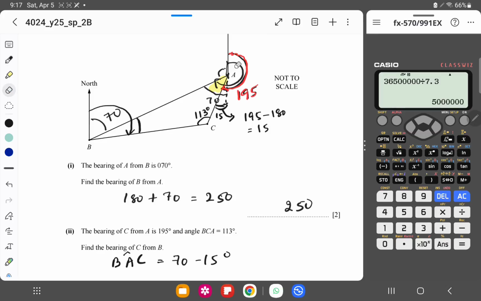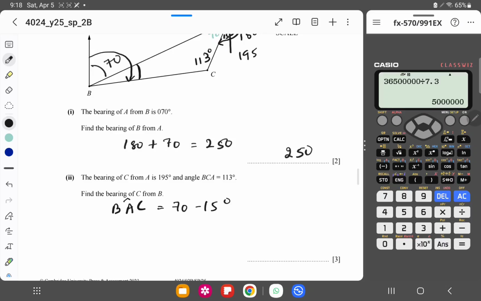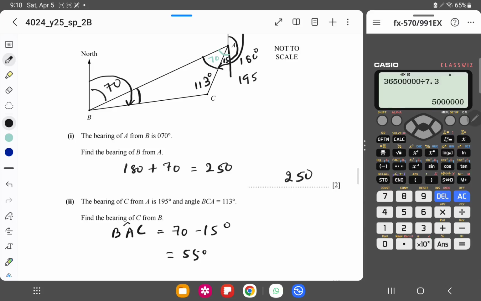I'm repeating this thing again. Now look. This was 180, and they are telling us the whole is 195. So only this much is 15 degrees. Okay, and from here till here it was 70 degrees. To find out only the angle inside the triangle, we do 70 minus 15 degrees, which will be equal to 55 degrees. So we found this is 55 degrees only.